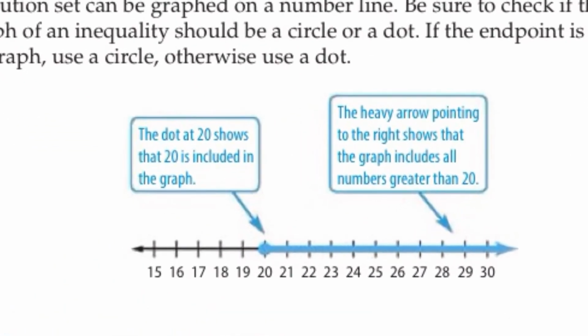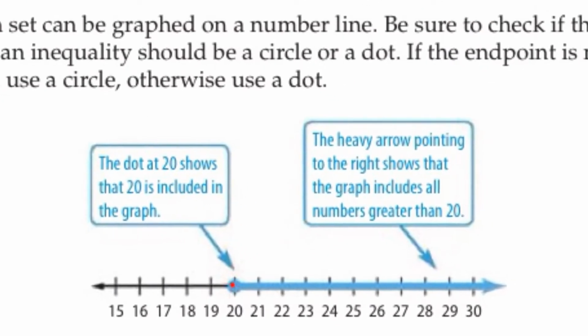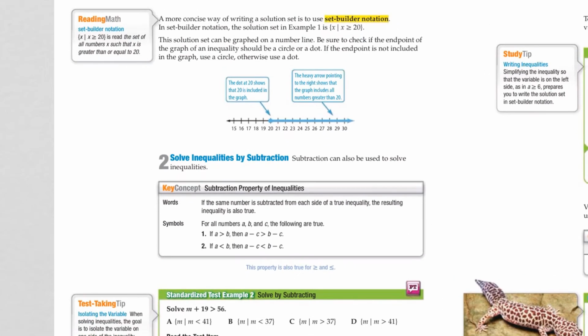All it's saying is that x is what? If I were to graph it, notice that the circle is closed. Why is the dot closed? Well, because it has the equal to. It can be 20. Alright, so since it can be 20, I fill it in, and all the numbers that are greater than 20. That's saying that, hey, any number works as long as it's equal to 20 or greater.